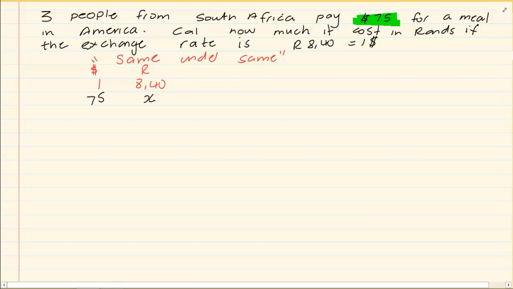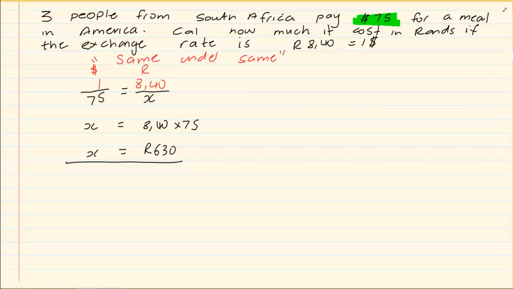And I don't know how many rands. Then we put an equal to sign and we do cross multiplication. So I have X is equal to 8 Rand 40 times 75. X is equal to 630. So the cost of the meal was 630 Rand.